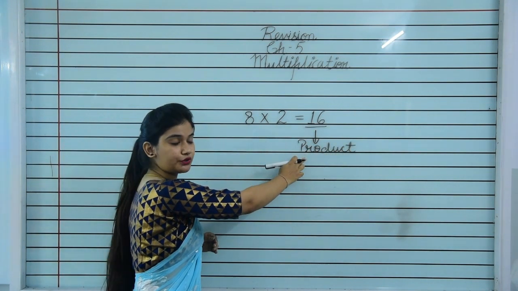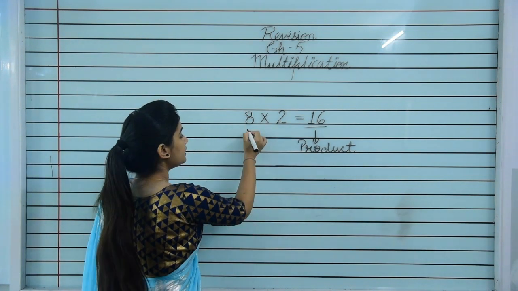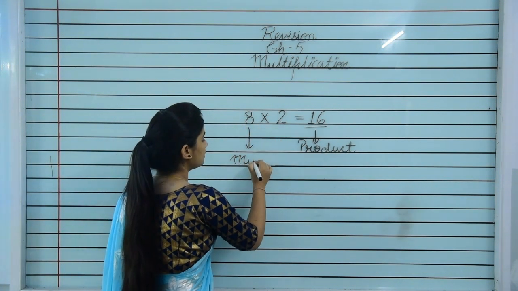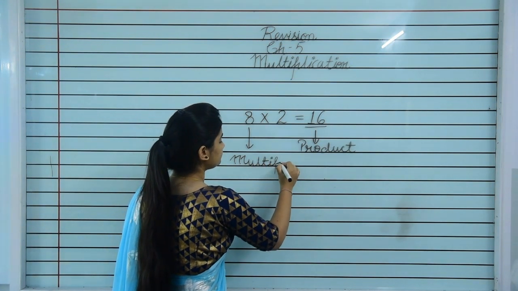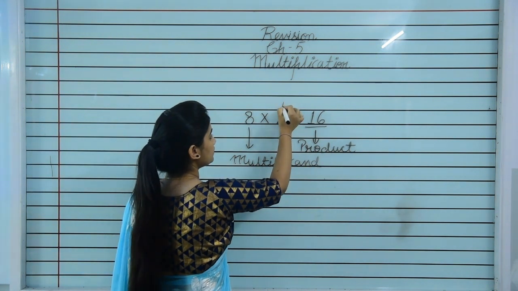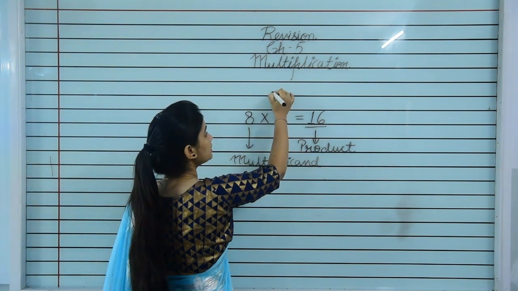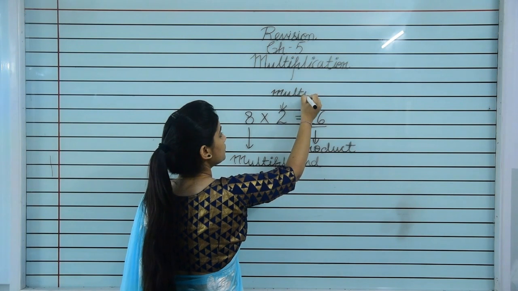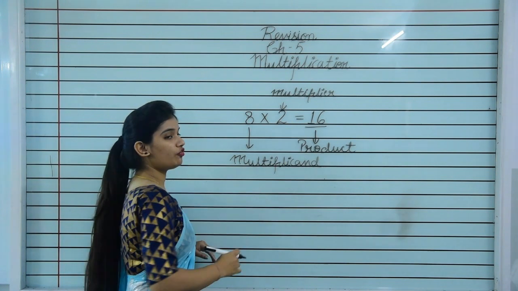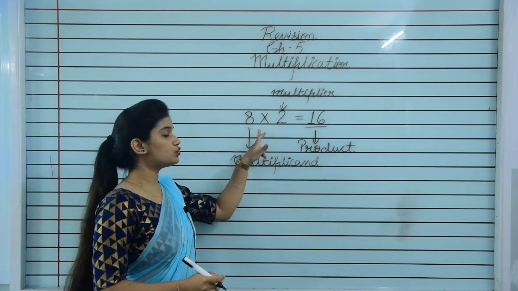What is the product? The result of multiplication is called the product. Understood students? The first number which you are multiplying is called the multiplicand, and the next number by which we multiply, 2, is called the multiplier. The result of multiplication is called the product. Understood? So in this way you can multiply two numbers.